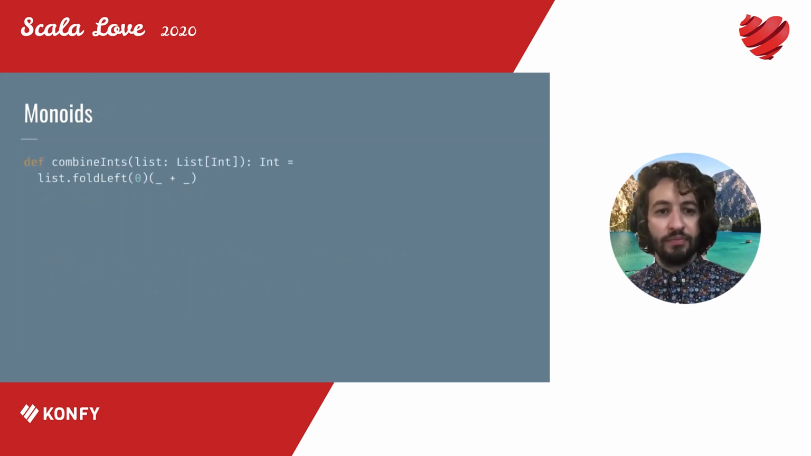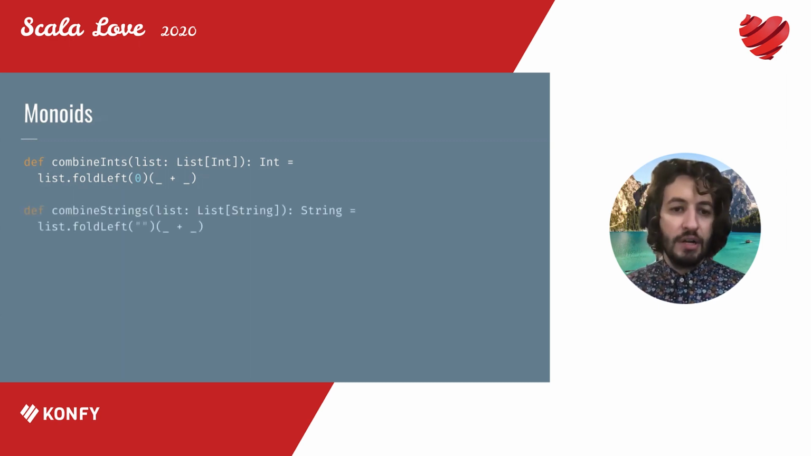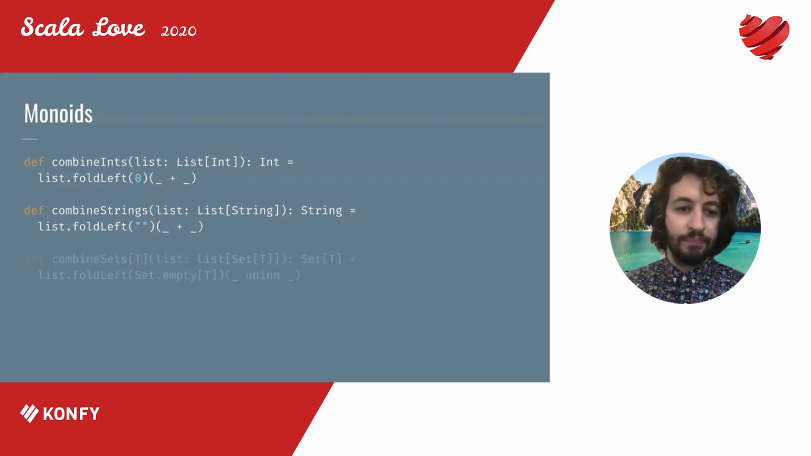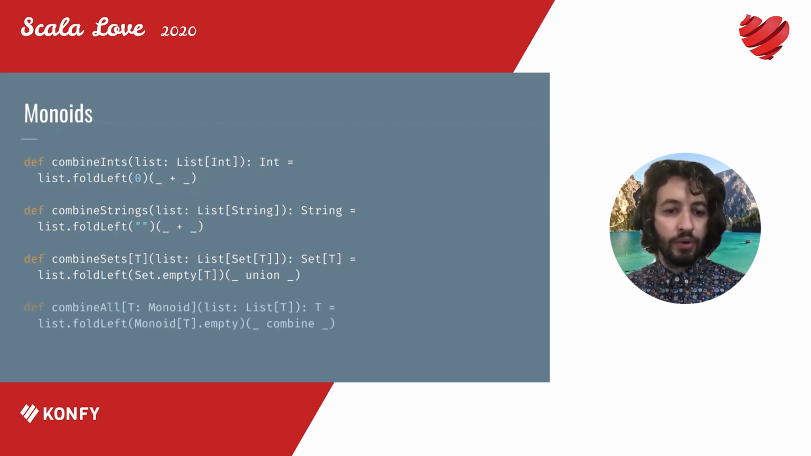So going further than this, why is this useful? We can use this for a lot of different things. For example, if we have a list of integers, we can combine all of them by using foldLeft, using 0 as a seed, and using addition for combining all the integers inside. But you can do the same thing with strings, with the empty string as a seed, and string concatenation. We could also combine sets by forming the union of all of those sets, using the empty set as the seed. And we could do this for pretty much anything that defines a monoid.